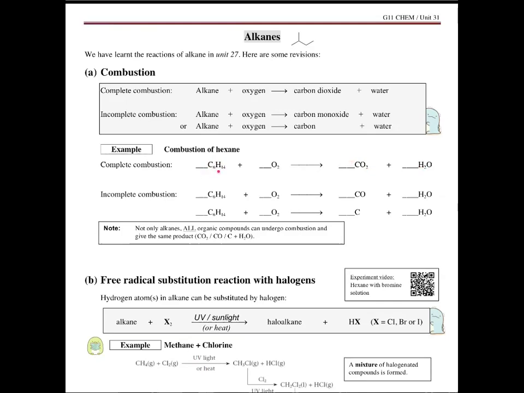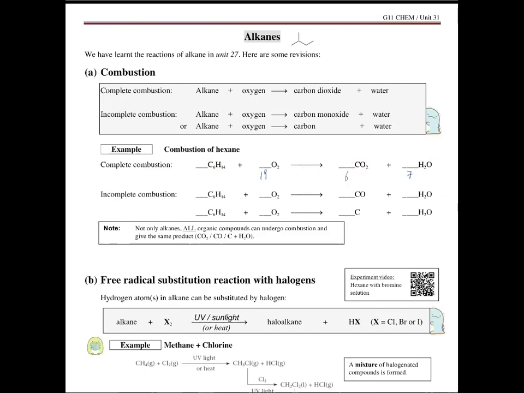On the left-hand side, we have 6 carbon. So if we try to balance it, we may put a 6 here. And then on the left-hand side, 14 hydrogen. So on the right-hand side, we may give a coefficient for water of 7. Now let's count how many oxygen we have on the right-hand side. 12 plus 7, so total 19.